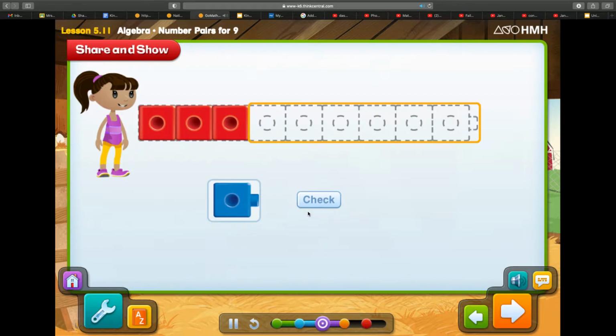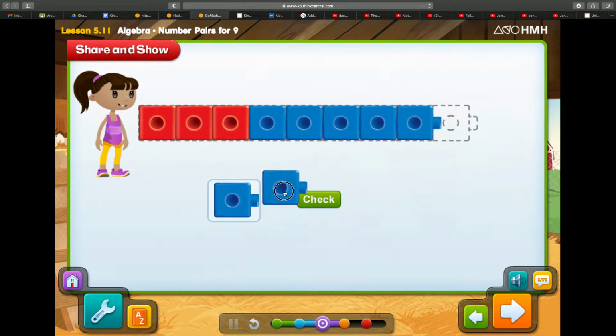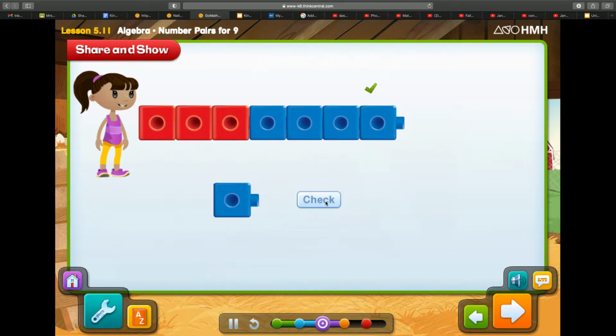Now drag 6 blue cubes to the cube train to show Rose's blue cubes. 1, 2, count with me, 3, 4, 5, and 6. And now we're going to click check. Good job! You put 6 blue cubes on Rose's cube train.